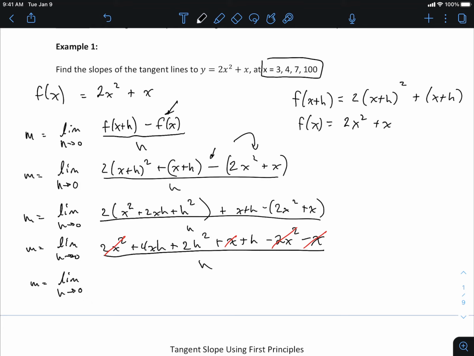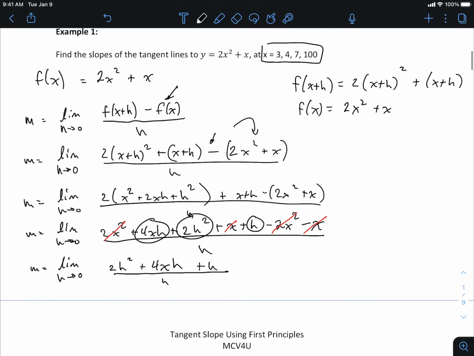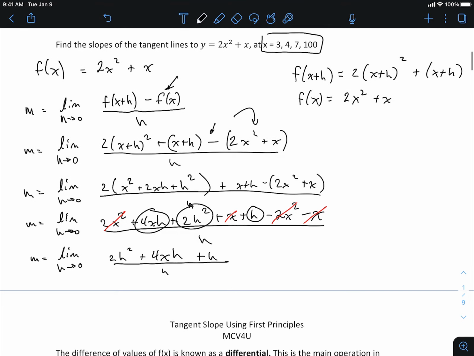As h approaches 0, you're going to see that I get 2h squared plus 4xh plus an h, right? I see the plus h there. So those are the three things that are left over, and all of that has to be divided by an h. Now, it's at this stage, I'm almost out of room here, but we're almost done. If I still plugged in the h value, you'd still have the h in the denominator, right? So we've got one more thing to do.